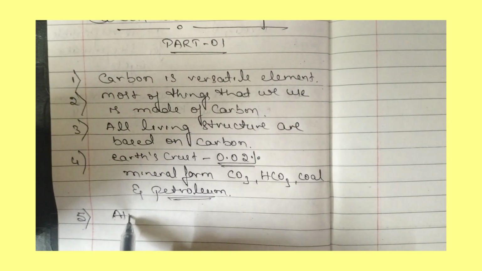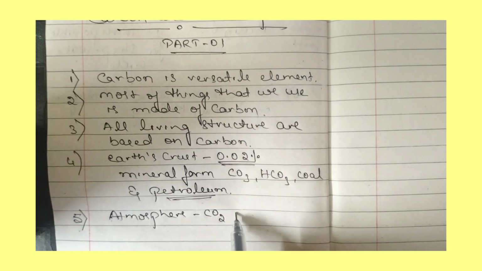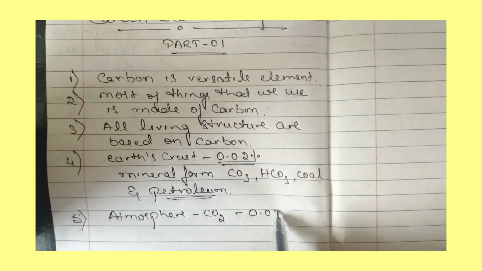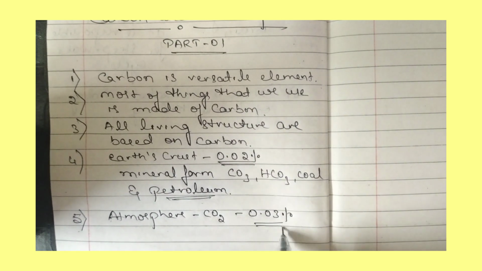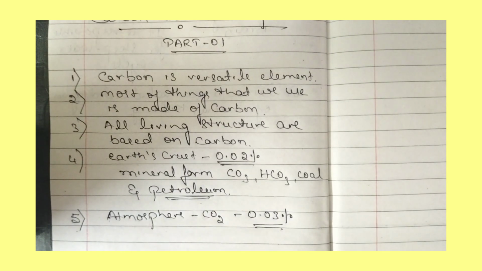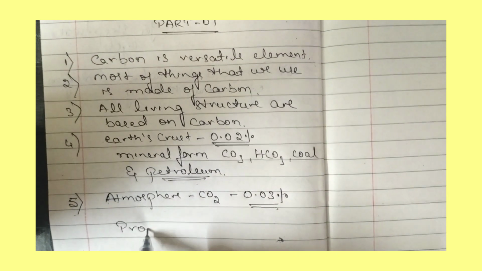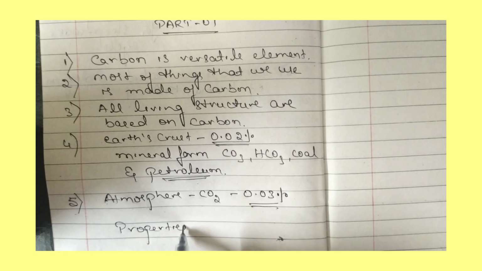In the atmosphere, carbon is available in the form of carbon dioxide, at 0.03%. So these are the things that you have to study first: basics in carbon and its compounds. Next, let us study what the properties of carbon compounds are.